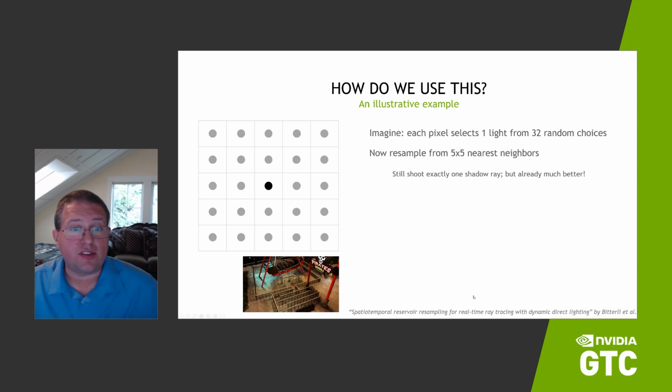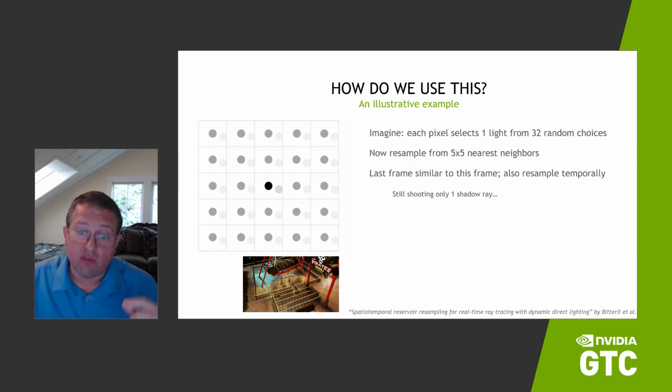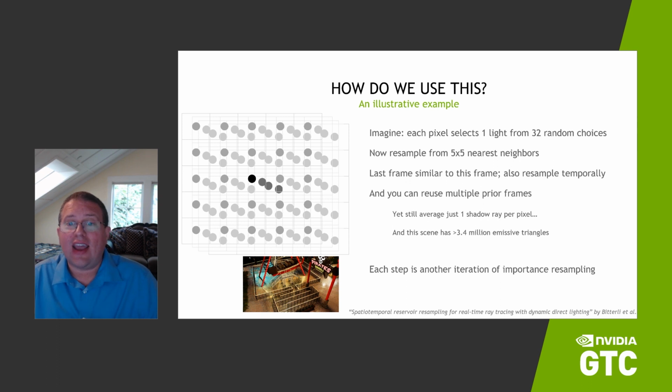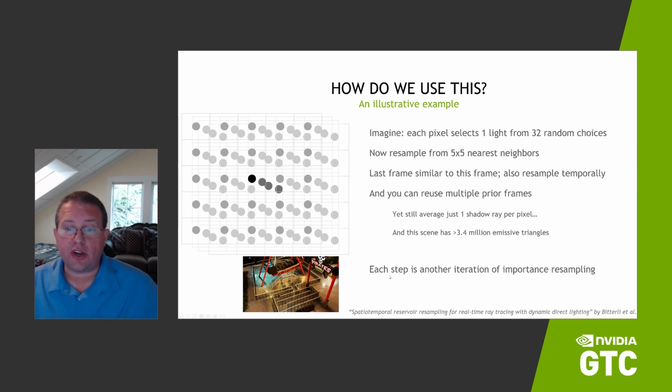And of course, I don't just have spatial information, I also have temporal information. Last frame was probably pretty close, and so I can use that to resample temporally, and I get an improvement even further, still shooting only one shadow ray per pixel. And of course, I don't just have one prior frame, I have an animation of prior frames, and I can reuse over all of those frames and still shoot only one shadow ray per pixel, giving results that look like this. And again, this has over 3 million emissive triangles, and I'm shooting one shadow ray per pixel and getting results that look like this. Each step here is another iteration of importance resampling.